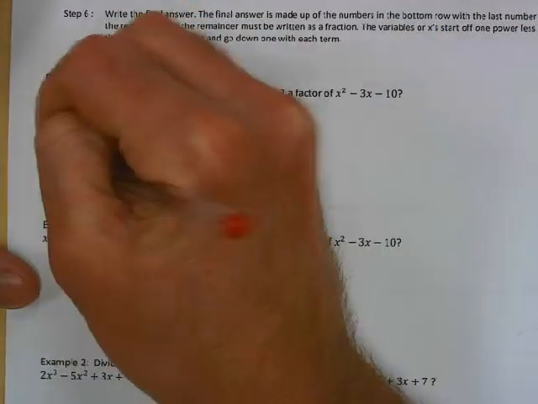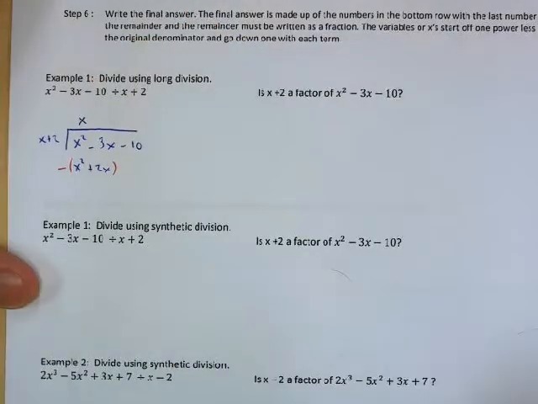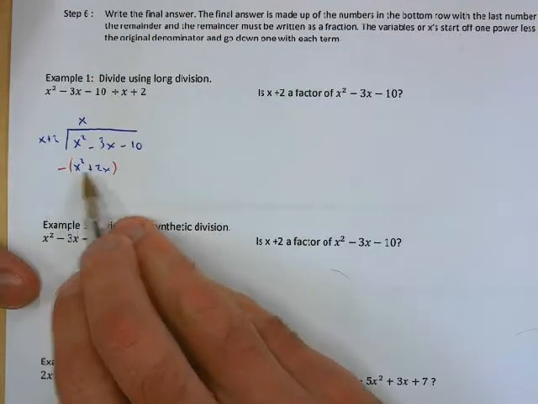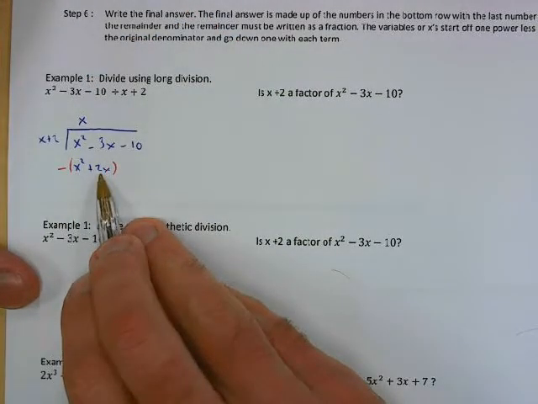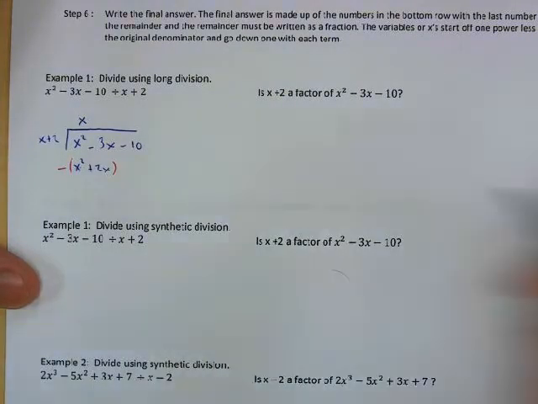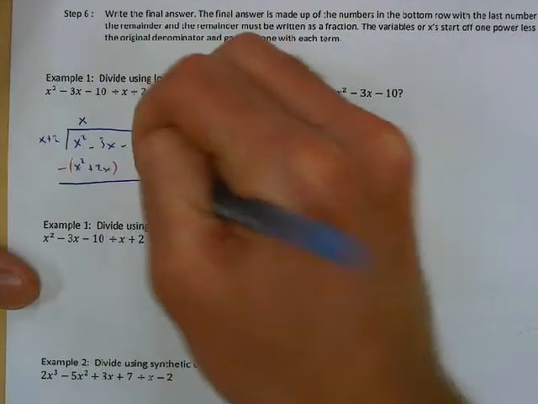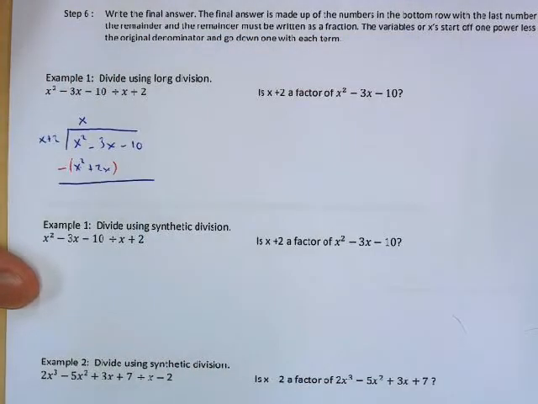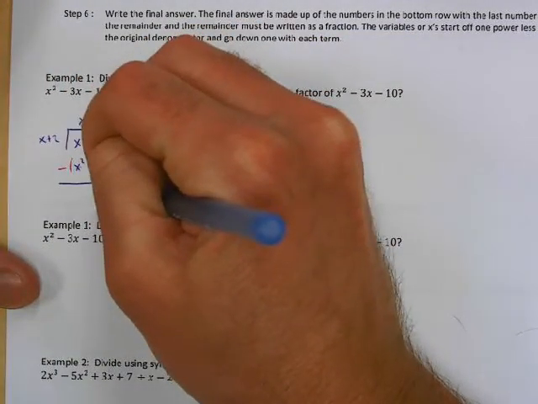Now be careful because I want to subtract both parts. So we need parentheses there. So that would make it negative x squared and negative 2x. And then when I subtract x squared minus x squared, that's gone. That's 0, so that's good. And then negative 3x minus 2x would be negative 5x.